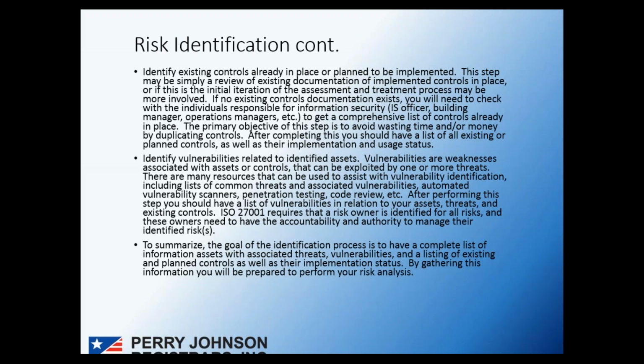If there is no existing control documentation, you're going to want to check with the individuals responsible for information security. This could be an IS officer, a building manager, operations managers, IT administrators, etc., to get a comprehensive list of controls already in place. The primary objective of this step is to avoid wasting time and/or money by duplicating controls. After completing this, you should have a list of all existing or planned controls as well as their implementation and usage status.